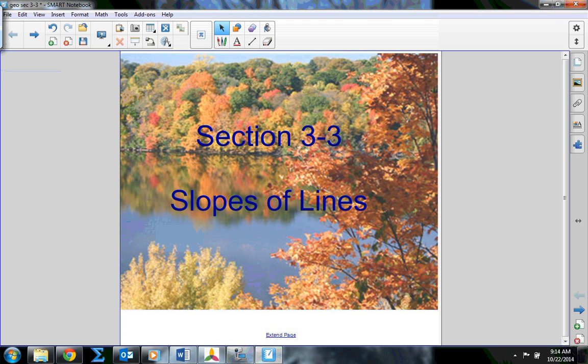Okay, welcome to section 3-3. This is the slopes of lines. The picture in the background has absolutely nothing to do with slopes of lines, but it is turning fall, so I thought this was a nice picture for us.